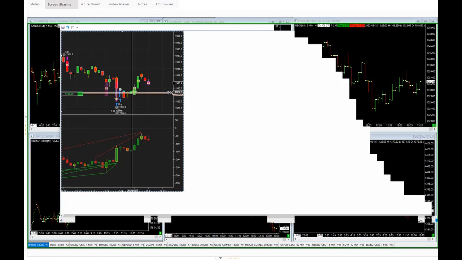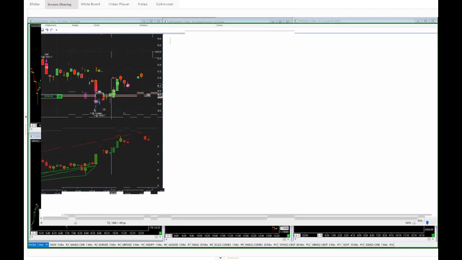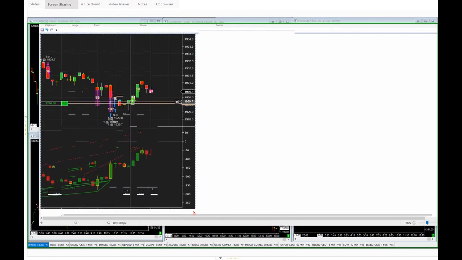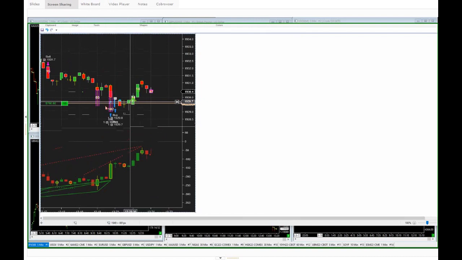Does everybody see that as a benchmark buy trade? So did everybody see that as a benchmark buy trade? Take a look at what a benchmark on gold can look like. Look at that, guys. Look at that. You see it?